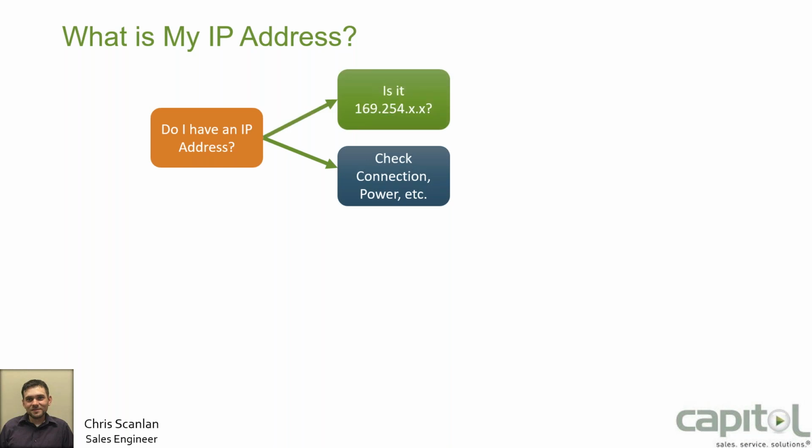If your IP address is 169.254, that means there's no DHCP server on the network. That means the device is giving itself an IP address, okay? Definitely an indicator.